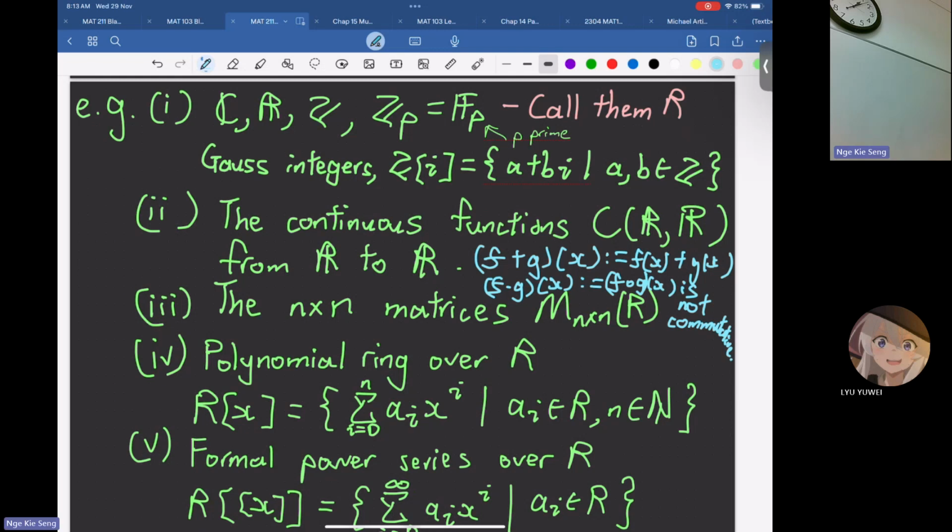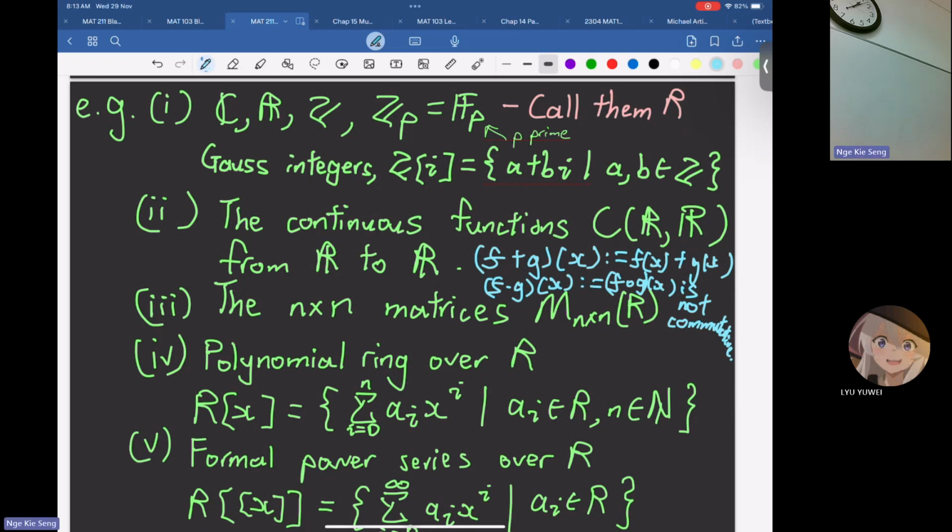What example can you try? x plus 1 and x squared. You can do g∘f and f∘g. They are not the same. So composition doesn't work. Okay, so what else can you define?